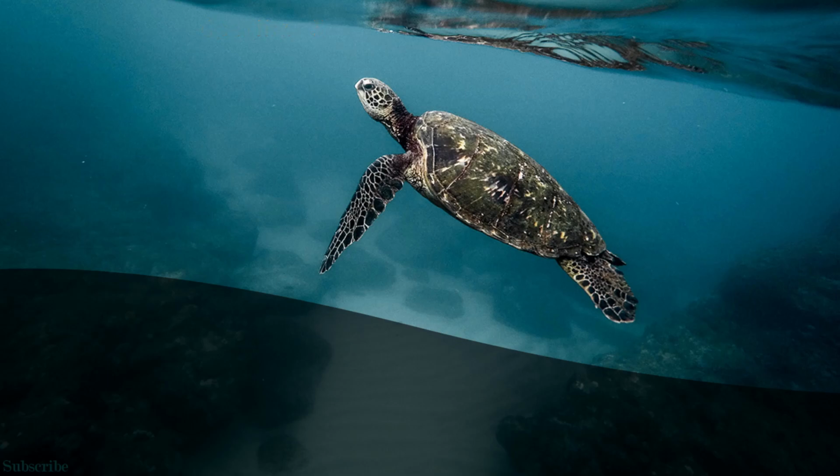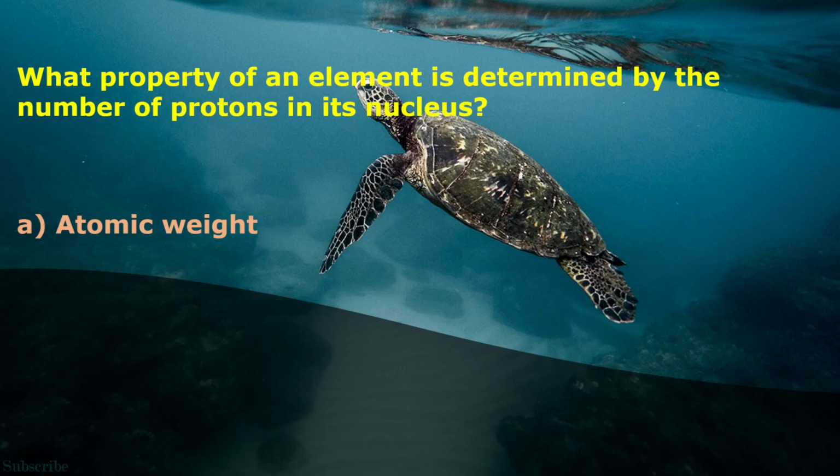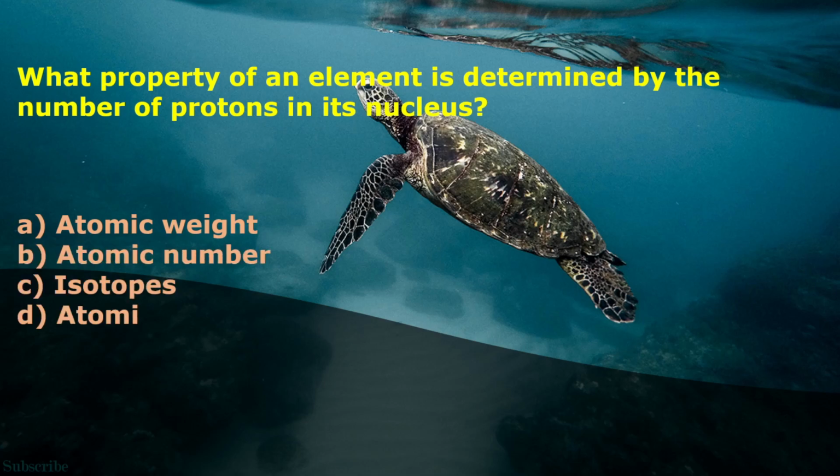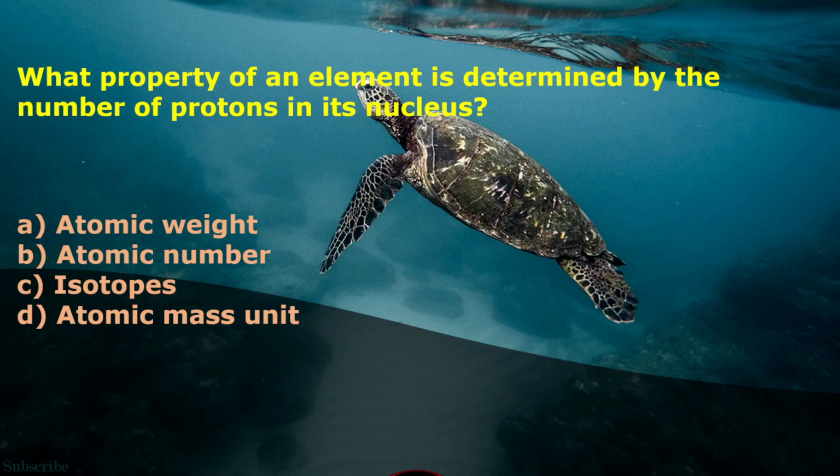Question number 3. What property of an element is determined by the number of protons in its nucleus? A. Atomic weight. B. Atomic number. C. Isotopes. D. Atomic mass unit. The correct answer is letter B. Atomic number.